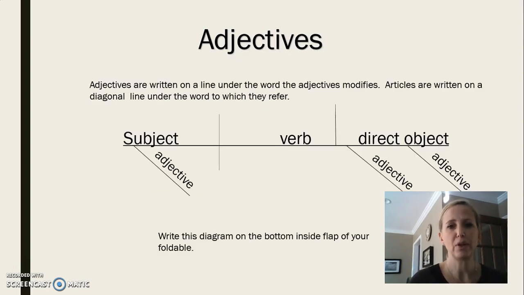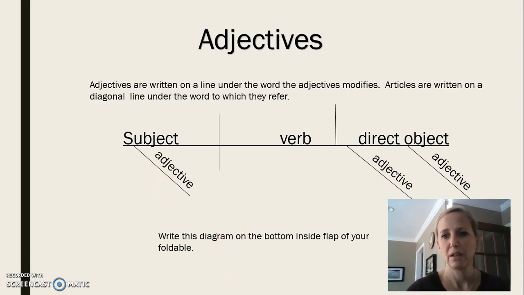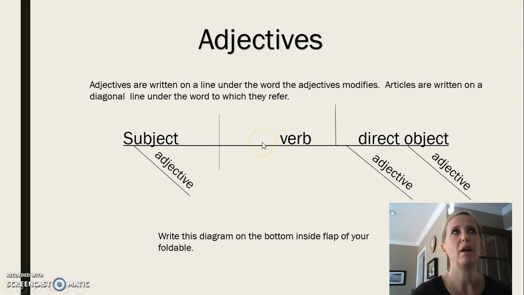And so this is what it looks like. This example should be written on the inside bottom flap. And if you look, you have your subject, you have an adjective, which could also be an article. It could be the, a, or an. Then you've got the full line, then you've got your verb, and then you've got your partial line. And if this is an action verb, you'd have your direct object here, and you might have some adjectives describing it. So this is what you would write in the inside flap of your foldable.